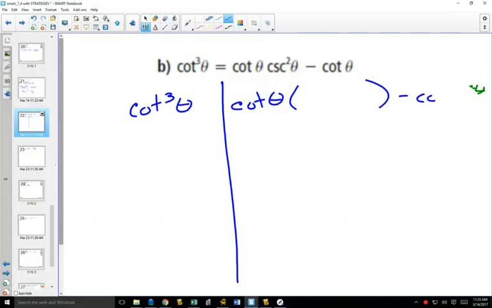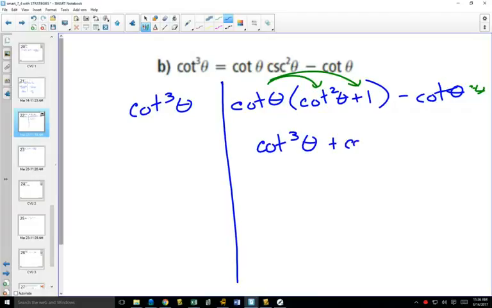cosecant squared because I have an identity that cosecant squared is cotangent squared plus 1. So if I do that, now both my left side and my right side are in cotangent only. That's going to be nice because maybe if I simplify it, it's going to be the same. Well, what can I do with this? I can distribute. That'll give me cotangent cubed theta plus cotangent theta minus cotangent theta, which is just cotangent cubed.